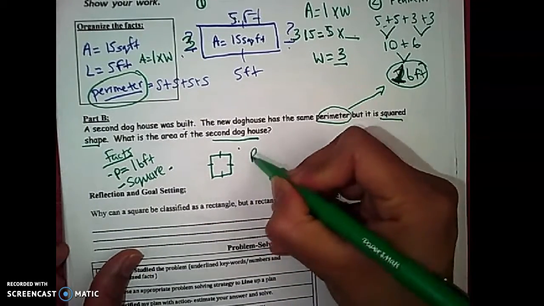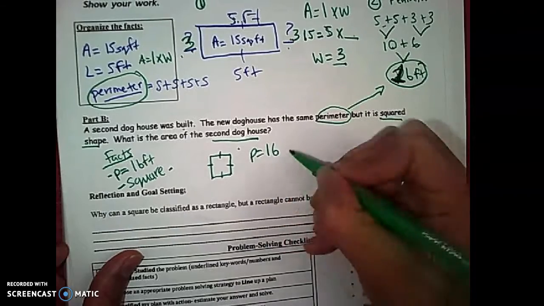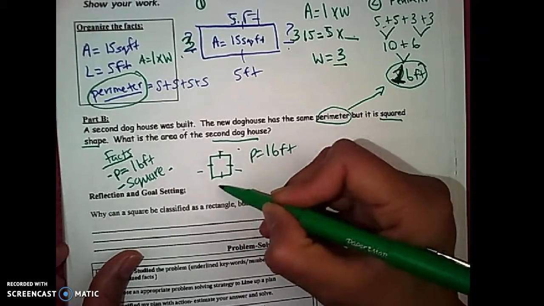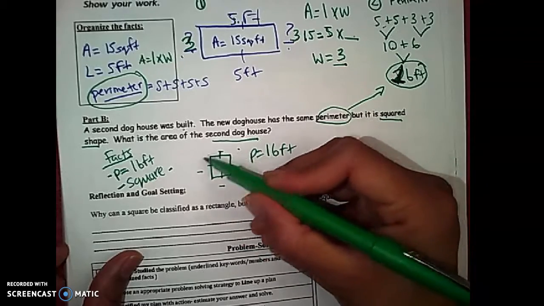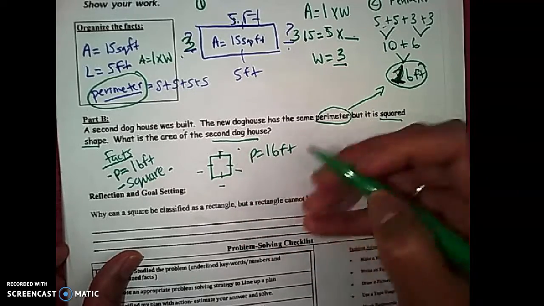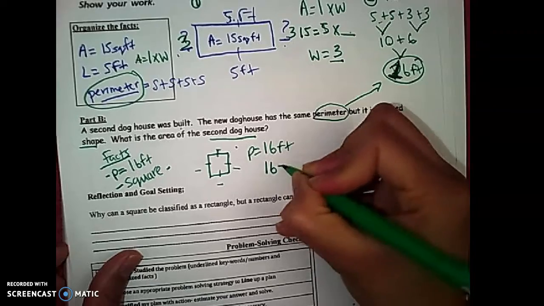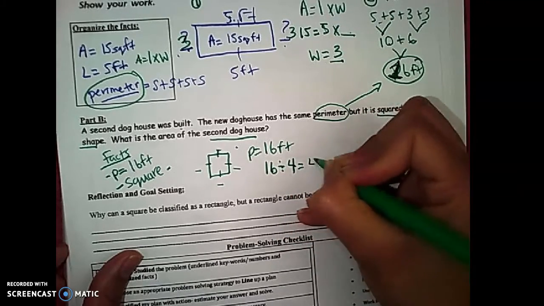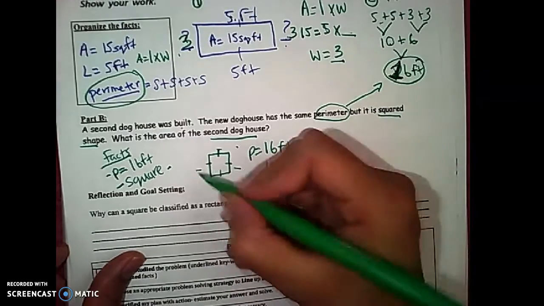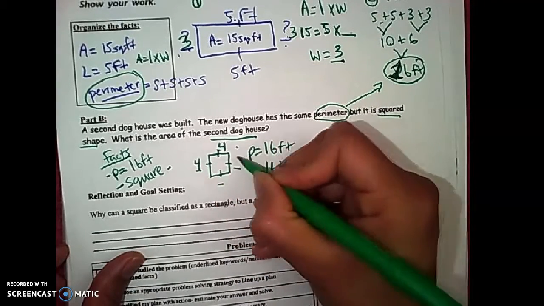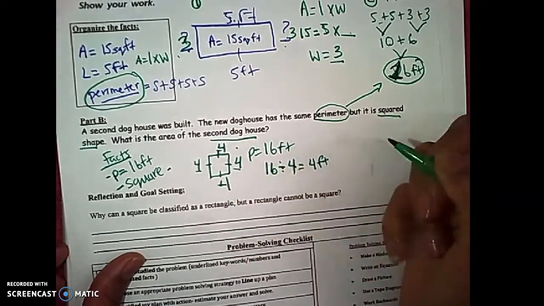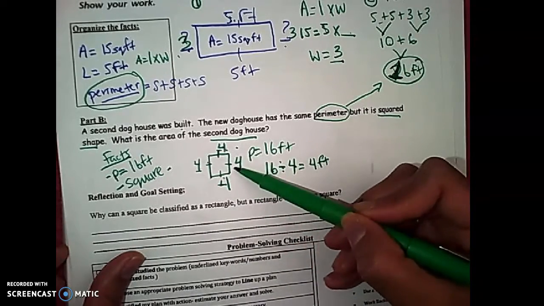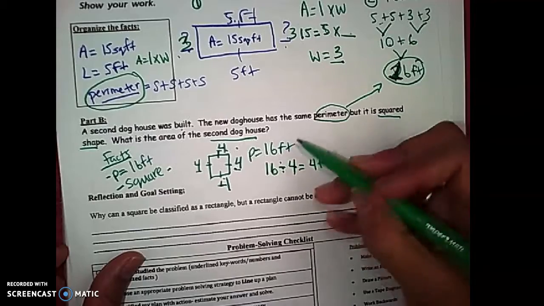So if we know that the perimeter is 16 feet, how are we going to find out what one of the sides is equal to, what all these sides are equal to? Well, if I know that all these sides are the same, then one thing I can do is just divide it by 4. 16 divided by 4 would give us 4 feet. So that means all of these sides are each 4 feet. That makes sense because 4 plus 4 is 8, and 4 plus 4 is 8, and 8 plus 8 gives me 16, so that makes sense.